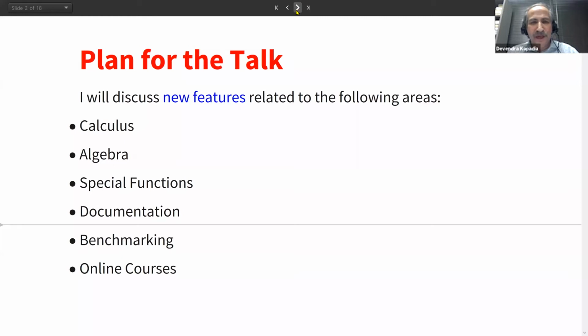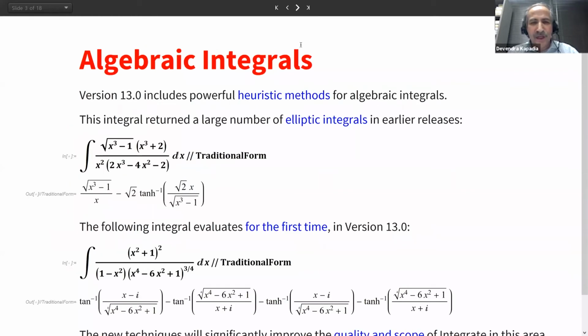So let's begin with symbolic integration. Now, the Integrate function uses something called the Risch algorithm for indefinite integration. One of the things over here is that we have always had a good Risch algorithm implementation, but the algebraic case has been very difficult.